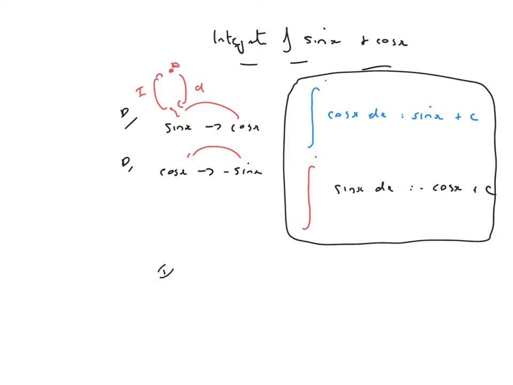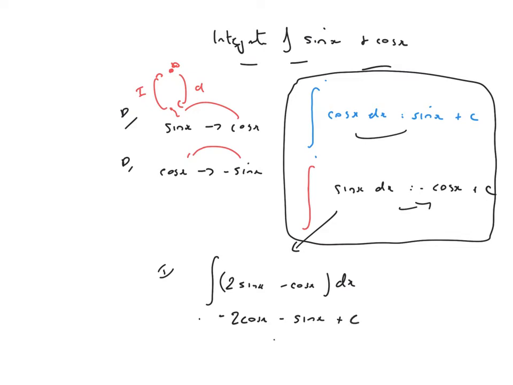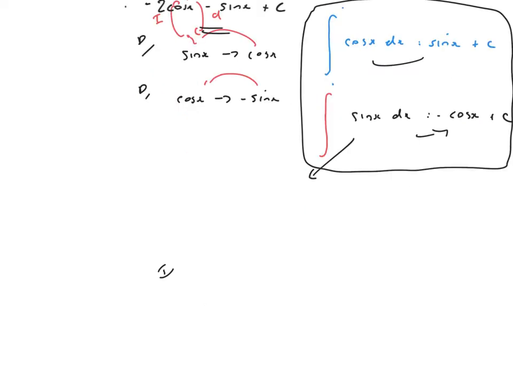Okay, let's try a couple of examples then. So we're going to integrate 2 sine x minus cos x with respect to x. Okay, so we integrate sine to get minus cos, so that will be minus 2 cos x. We integrate cos to get minus sine, so minus cos would be minus sine x plus constant of integration.